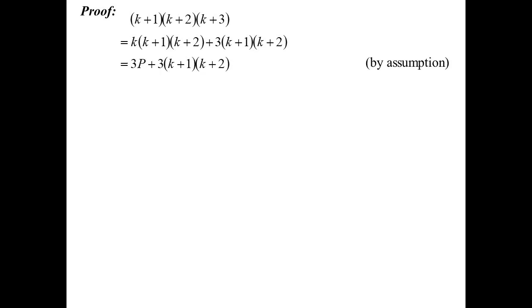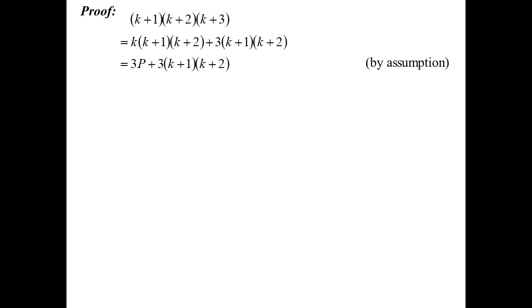Well, let's do our proof. So I'm starting with k plus 1, k plus 2, k plus 3. I've got to work out a way of getting our assumption into that. I'm not going to expand the whole thing out because if you look, the assumption was k times k plus 1 times k plus 2. So if I just expand out the last parenthesis and rewrite that as k times k plus 1 times k plus 2, plus 3 times k plus 1 times k plus 2. And the first term there is my assumption. So I'll substitute in 3p, because that was our assumption.